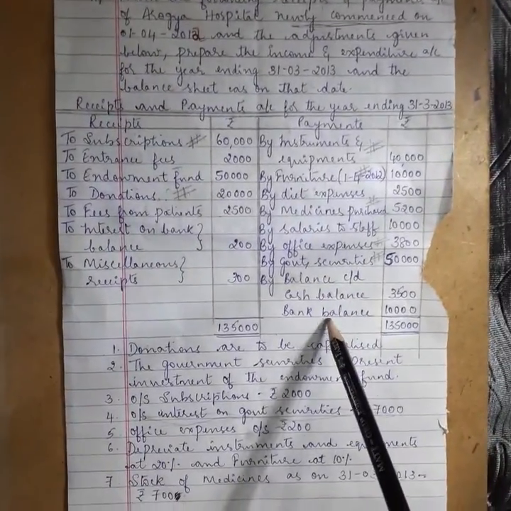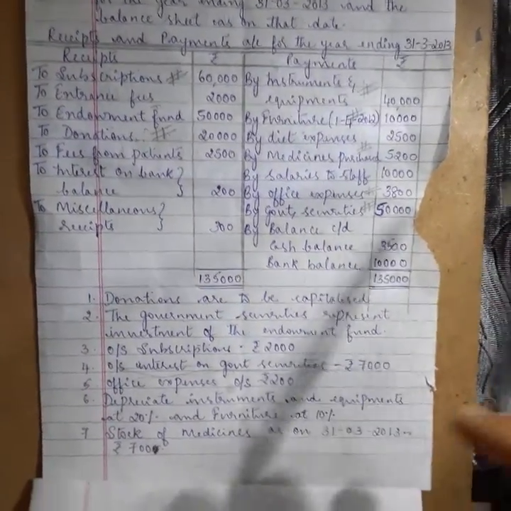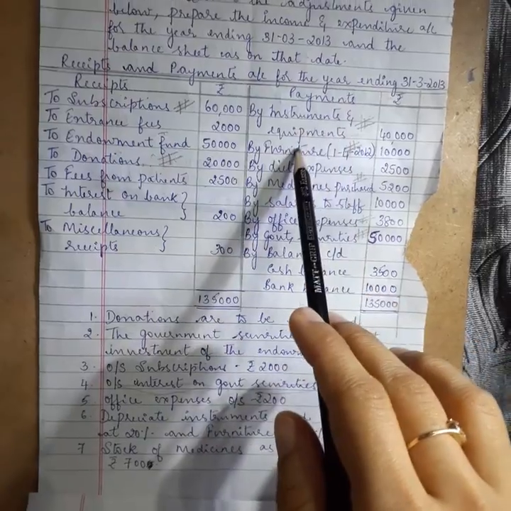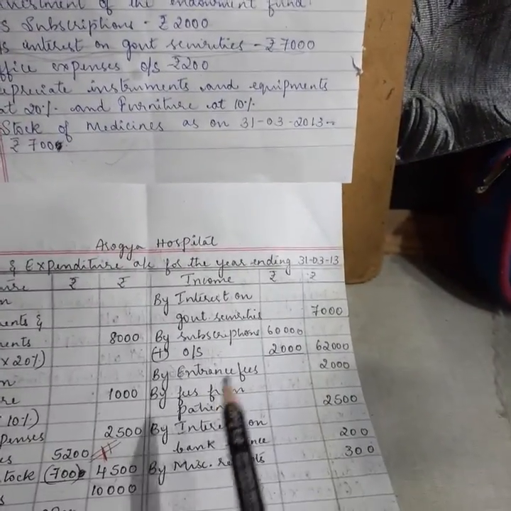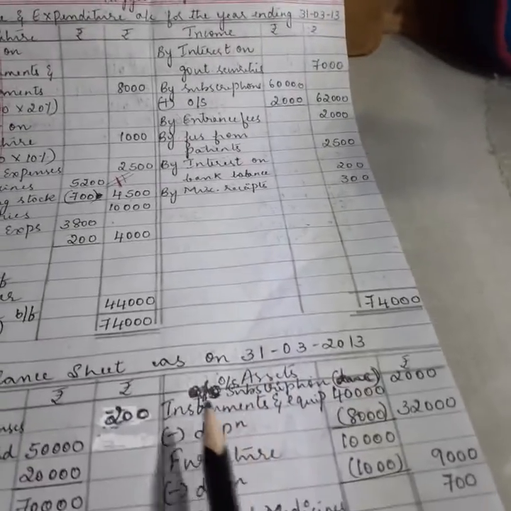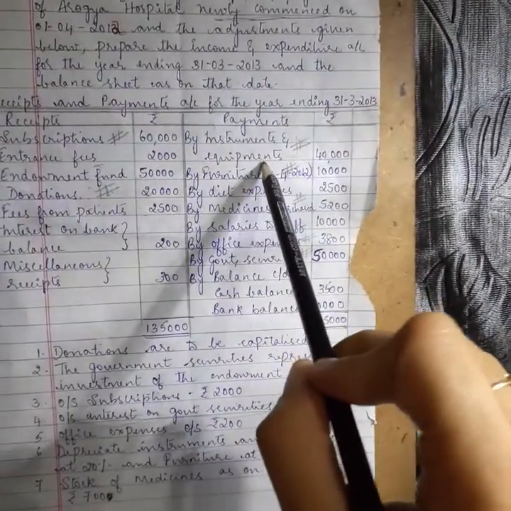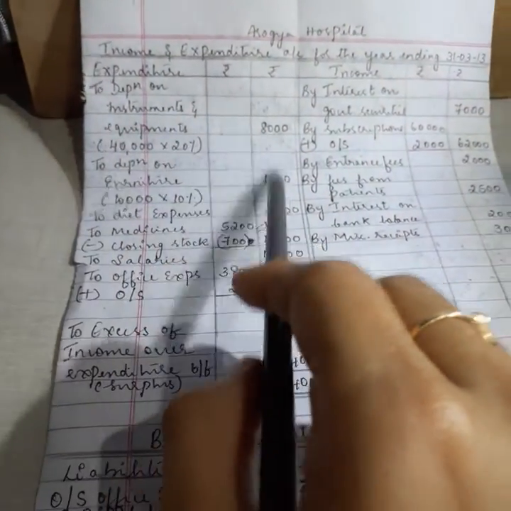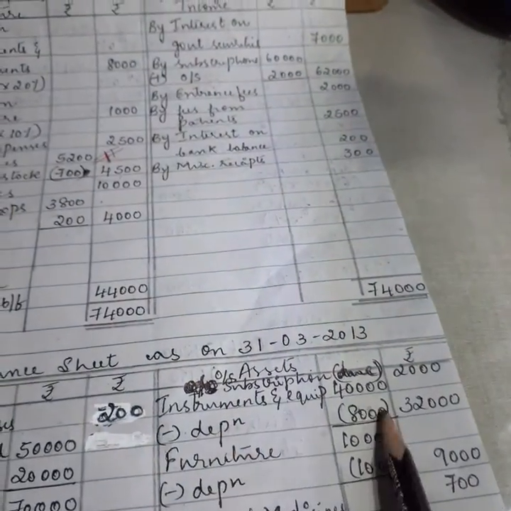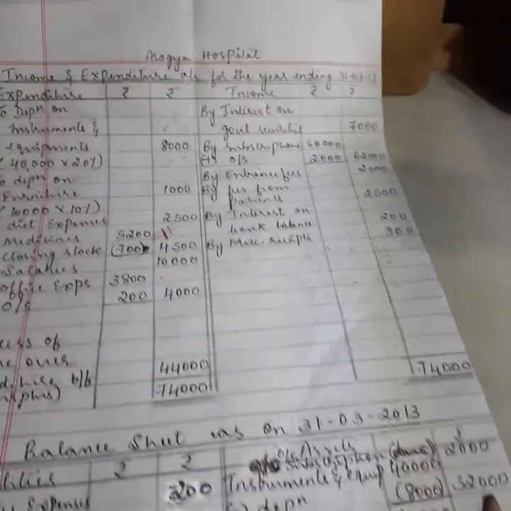Now let us again see the receipt and payment account, and capital items we will take to the balance sheet. Instruments and equipments, it is a fixed asset. It will appear in the asset side of the balance sheet. How much was the worth of the instruments and equipments? 40,000, less depreciation 8,000 deducted. So in the outer column it will be 32,000.